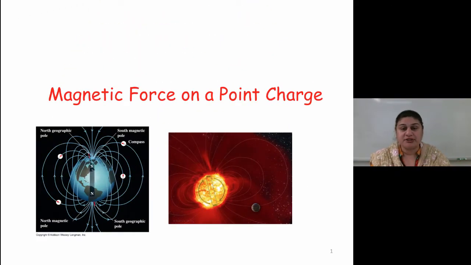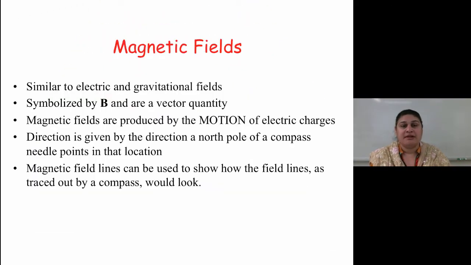Magnetic force on a point charge. Magnetic fields. Magnetic fields are similar to electric and gravitational fields. They are symbolized by B, and they are vector quantities. Magnetic fields are produced by the motion of electric charges.